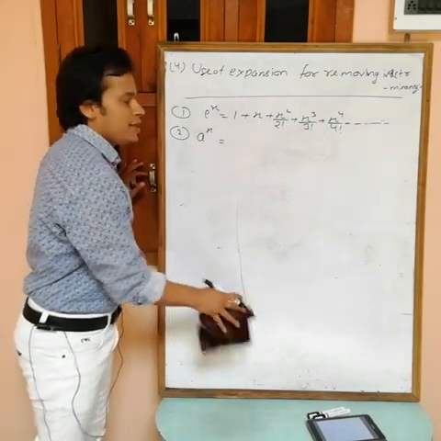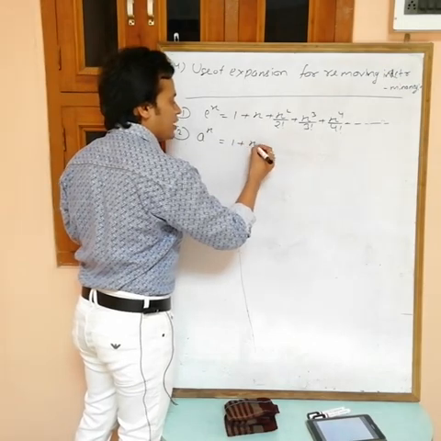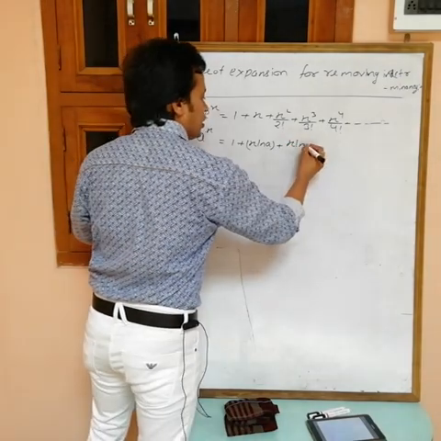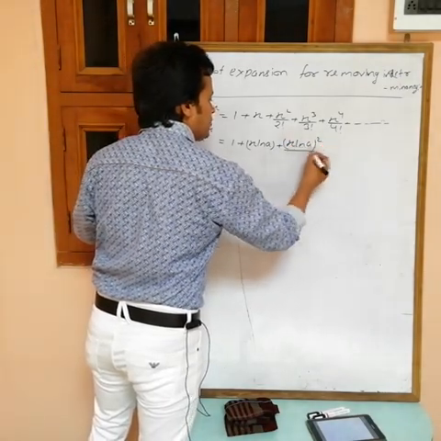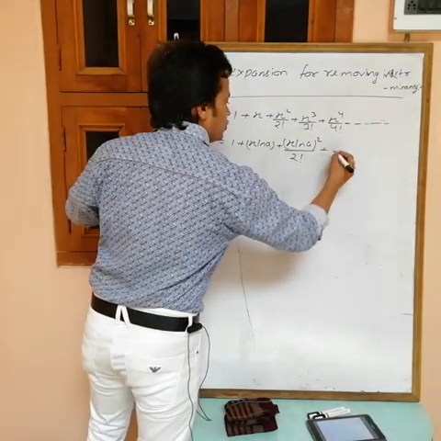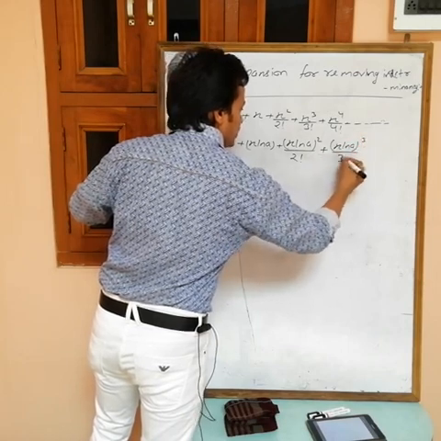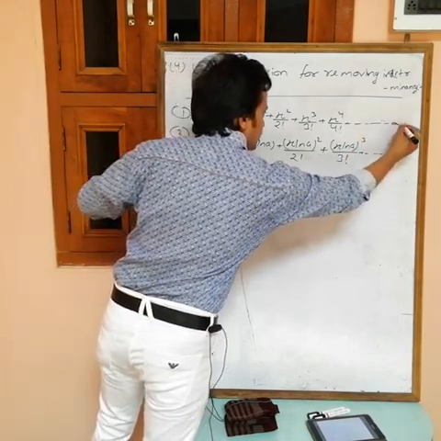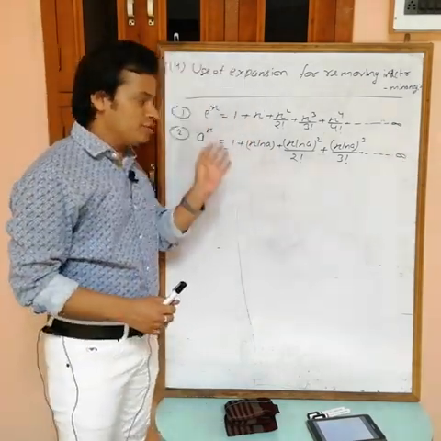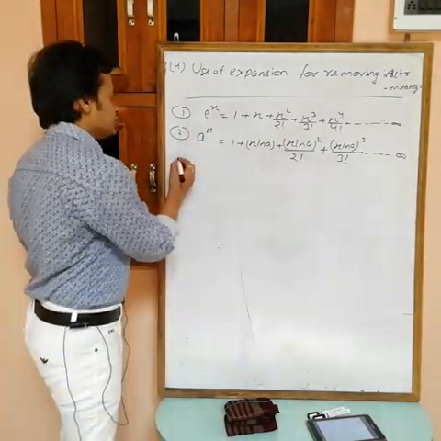So replace x with x into ln a in this one, and we get 1 plus x ln a, x ln a square by 2 factorial, x ln a cube by 3 factorial, up to infinity. Here ln a means natural log, it means the base is e. These sequences are up to infinitum, where the number of terms is infinite, so just write them directly.